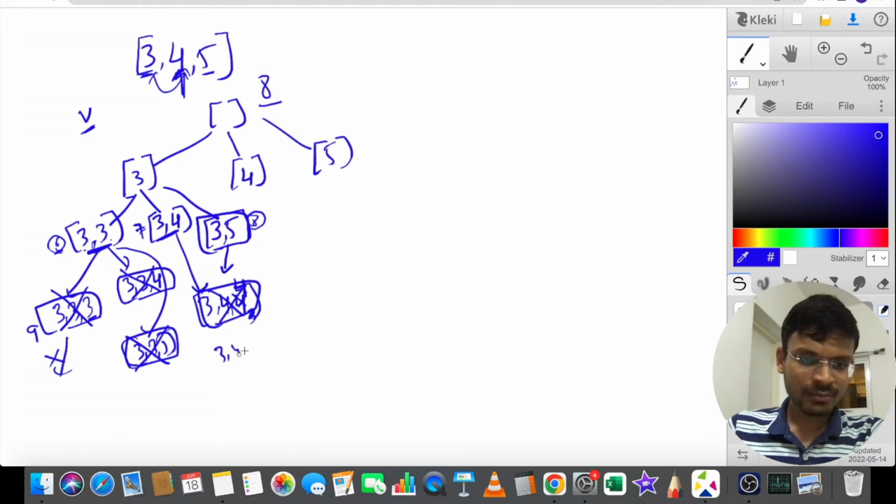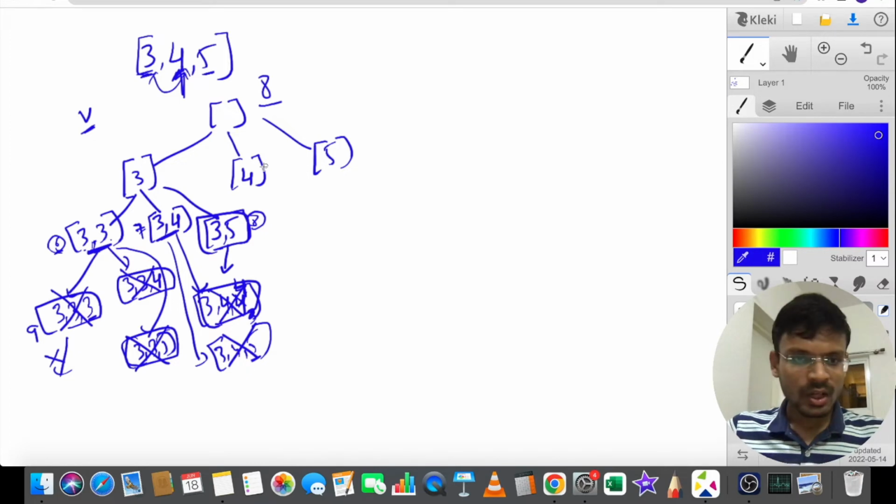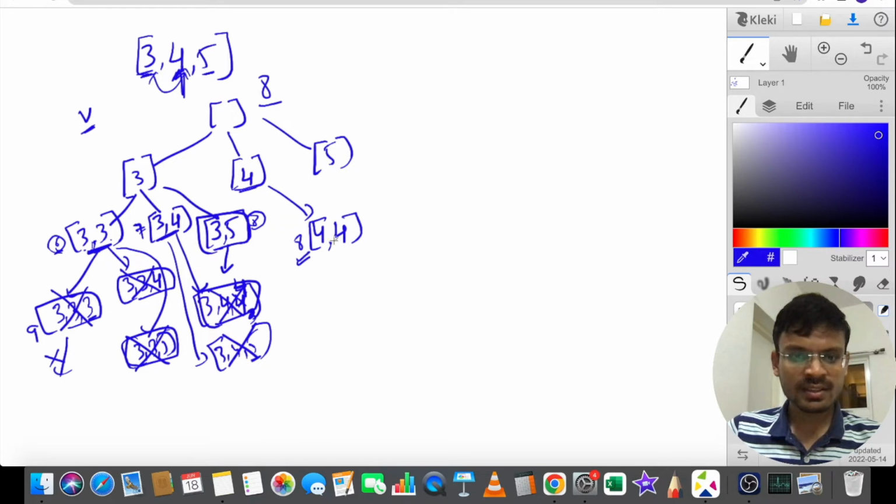Similarly, if I append 3 comma 4 comma 5 to it, this is also greater than 8, so this also cannot be a part of the answer. Now coming to this 4, suppose at this 4 I append 4 again. Here the sum is 8, which means it is definitely an answer, so I am going to return it. Now coming to this 5, it cannot be a part of the answer because here the sum is just 5. Can I append 5 comma 5 here? The sum would come out to be 10, which is greater than 8, so it cannot be a part of the answer.